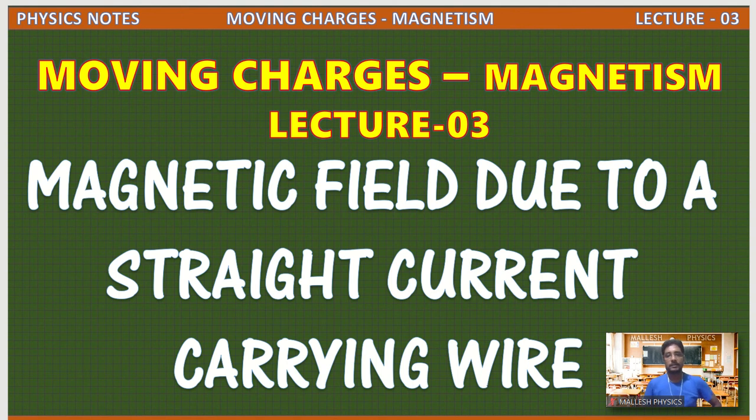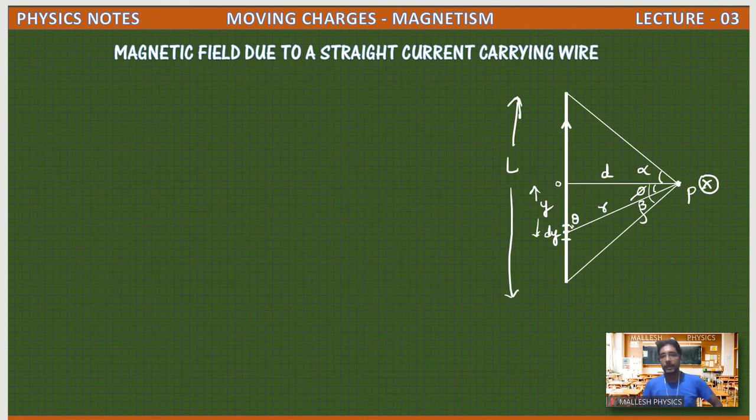Dear students, in this lecture we are going to study the magnetic field due to a straight current carrying wire. By using the Biot-Savart law we can find the magnetic field due to a straight current carrying wire. So let us take this as our current carrying wire of length capital L.